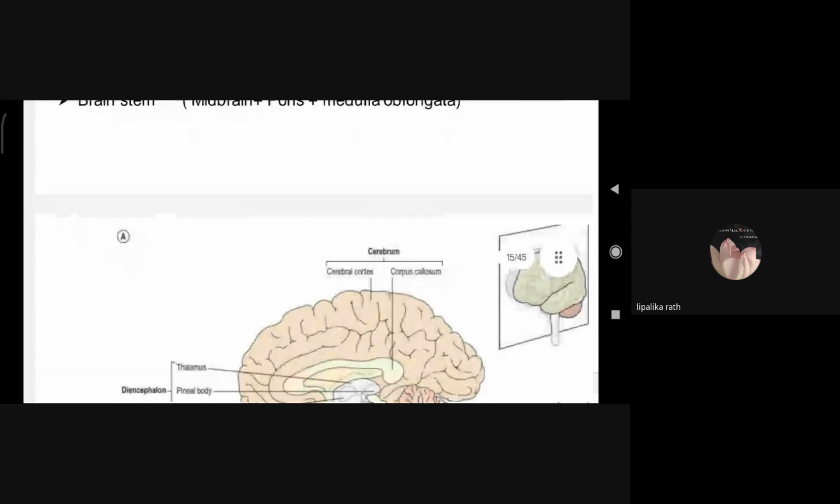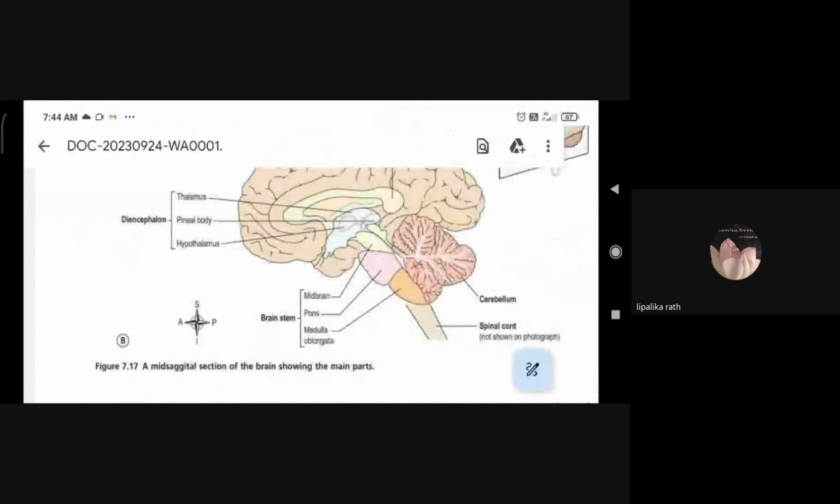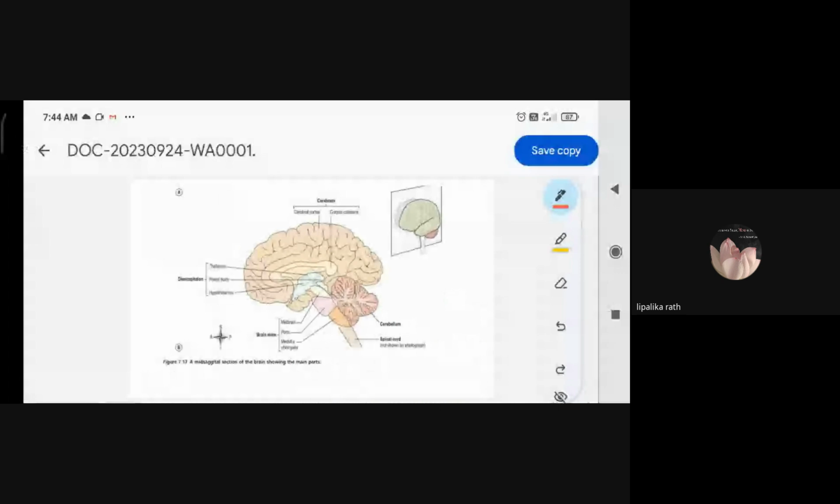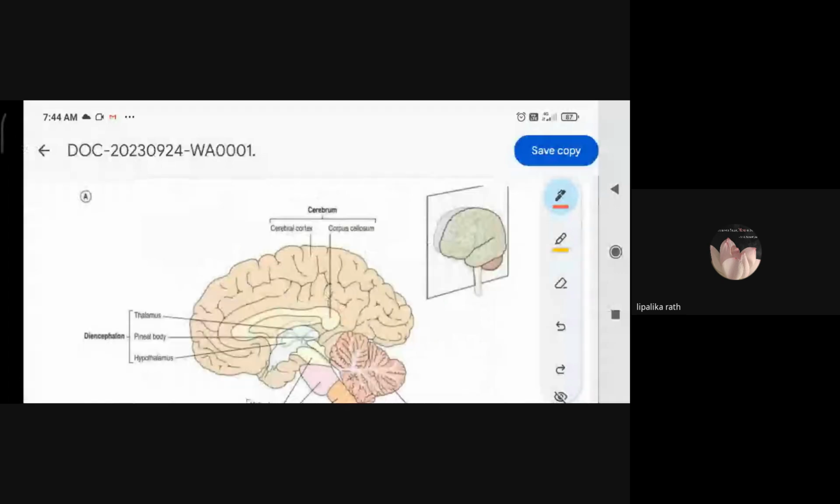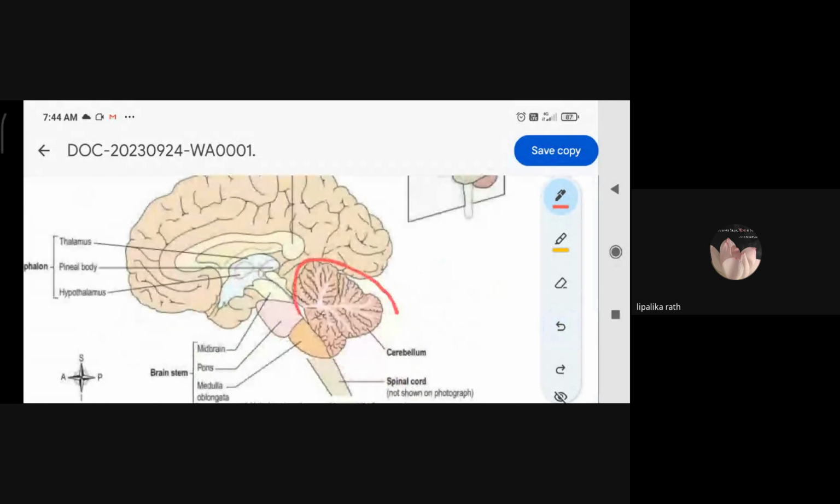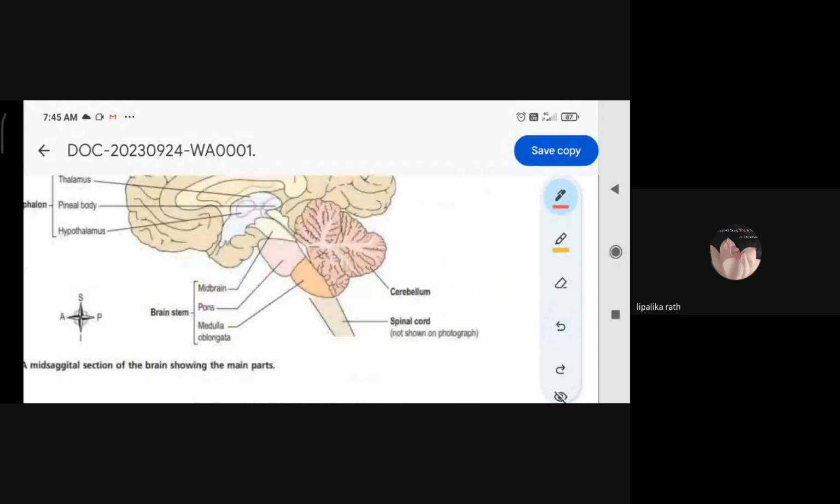Now here in this picture you can see the brain totally. Now here, this is the cerebrum. Okay, so this is the largest portion of the brain. So this is the cerebrum, and this is the cerebellum. This cerebellum is also known as the small brain, and you can see here the brain stem.